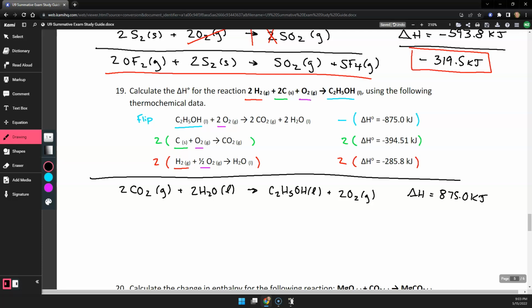Okay, the second one, we multiplied everything by 2. So we've got 2 carbons. We have 2 oxygens.